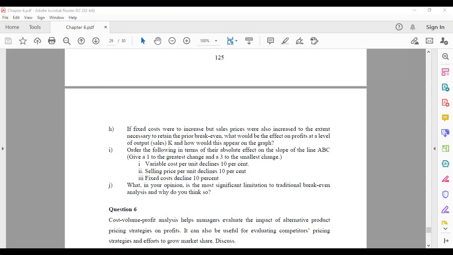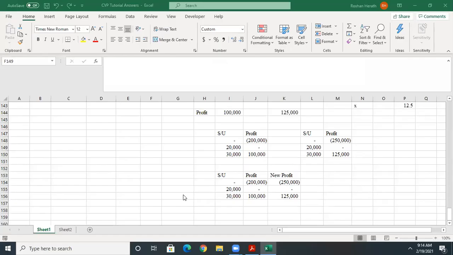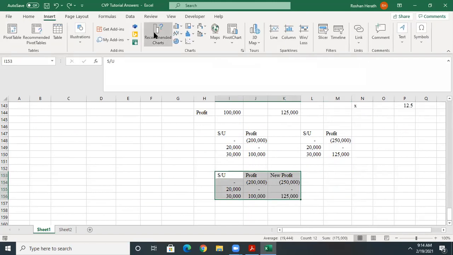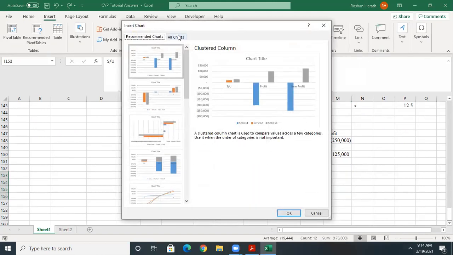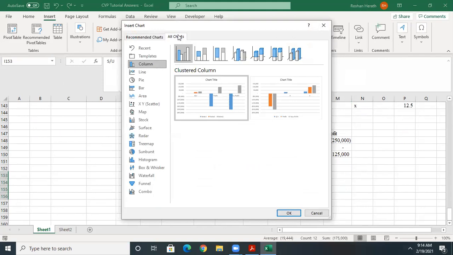Yes, so how is the progress? So let us look at that. So in fact, relating to the previous one, I have attempted how to take that particular graph, and I have just found a way. So here I can select the entire data set and I can go to insert, the recommended charts. We can go to all charts.